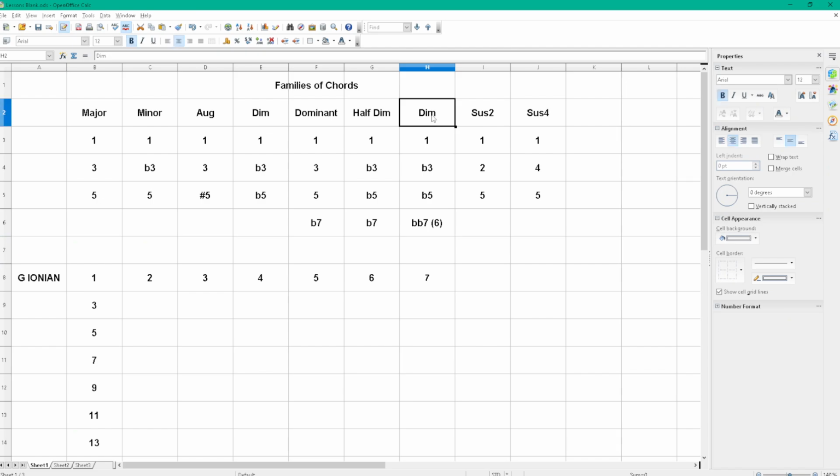And for diminished, same thing. Once we extend it, you see the difference between diminished and half diminished, because now you have a double flat 7, which is equal to a 6 in terms of intervals. And that's what is differentiated from a half diminished.